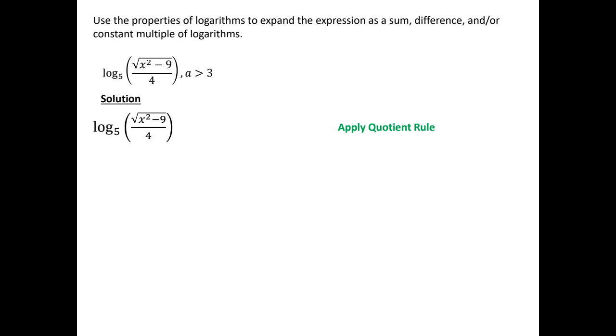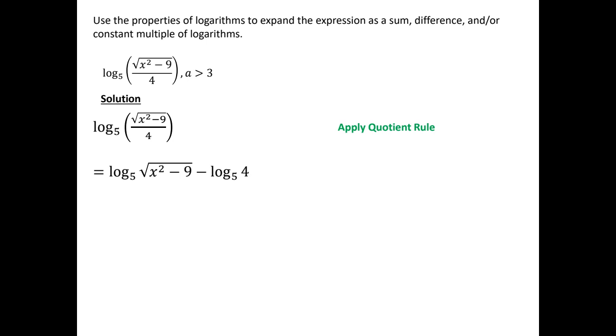Okay, all right. So let's go ahead and attack this problem. I have a log of base 5, and if I look inside this log, what's happening is I have two things that are being divided. So I'm going to apply my quotient rule. My quotient rule says that when I have two things that are being divided in a single log, I can expand it by subtracting the log of the denominator from the log of the numerator. So here I have the log of base 5 of the numerator, the square root of x squared minus 9, minus the log of base 5 of the denominator, which is 4. Okay? All right, but now I'm not done.